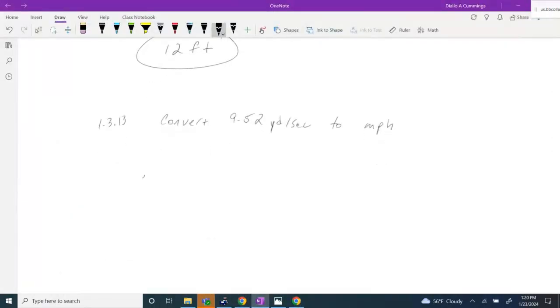So I have 9.52 yards per second. So that word per, you see, that is our denominator, right? So we have to do two conversions. We have to convert yards to miles, and we have to convert seconds to hours. So the first thing I'm going to do is convert yards to miles.